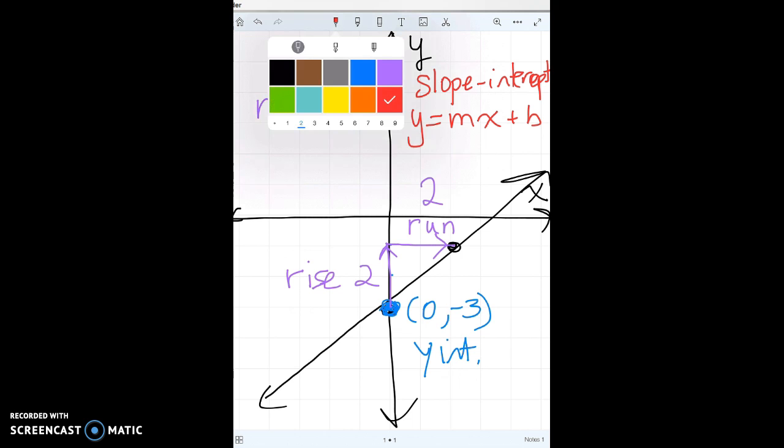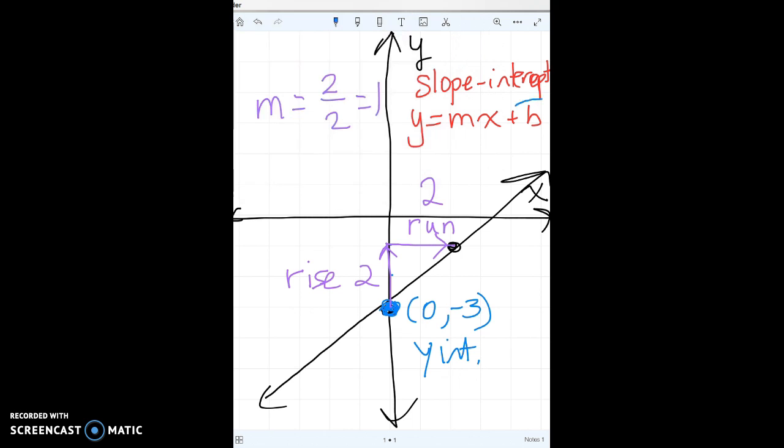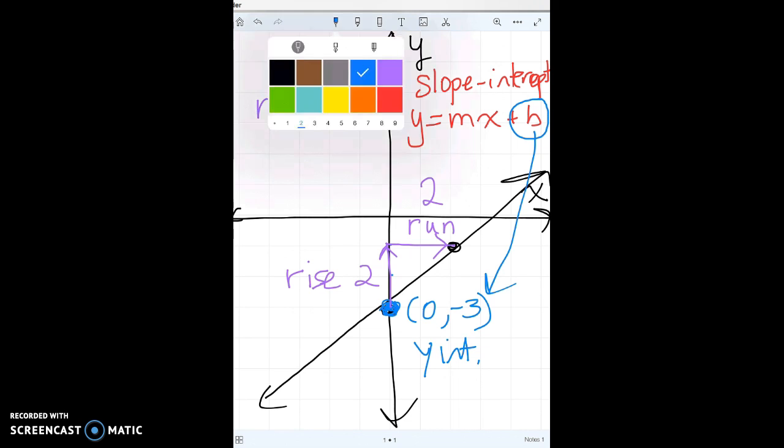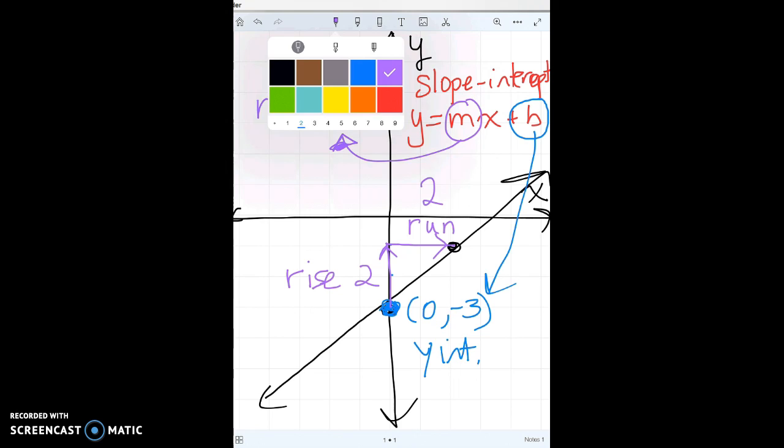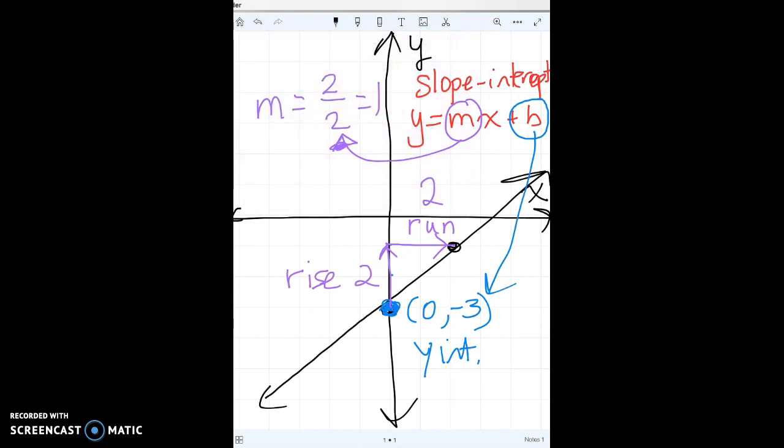Now in that form, the y-intercept right here, that's the b. So for this line, the b would be -3. And in this form, the m right here, that's the slope. We just found that, the rise and the run. So if I substitute those two values into that equation, I can tell you with certainty that the equation for this line that's graphed on the page would be y equals, let me erase that.